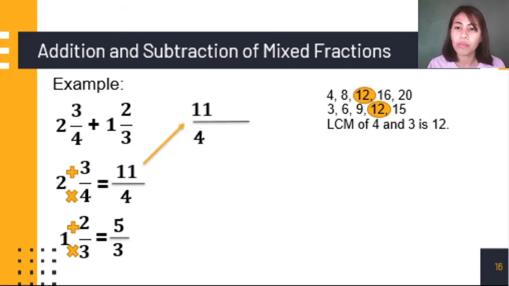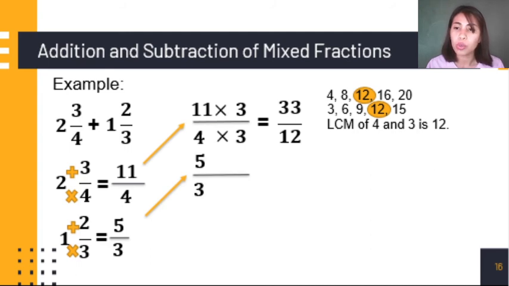For 11 over 4, we need to multiply 4 by 3 to obtain 12. Now, for the numerator, we need to multiply it also by 3. So we have 11 times 3, 33, over 4 times 3, we have 12. Next, for 5 over 3, we have to multiply 3 by 4 so that we can obtain 12. Then same also with the numerator, equal to 20 over 12.